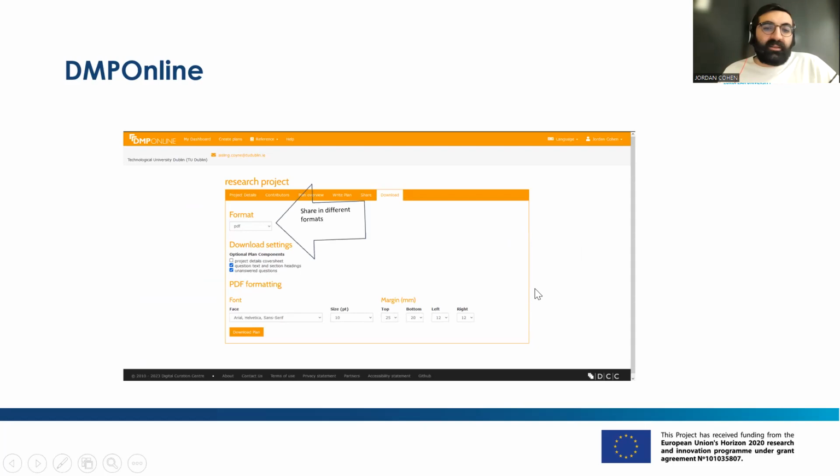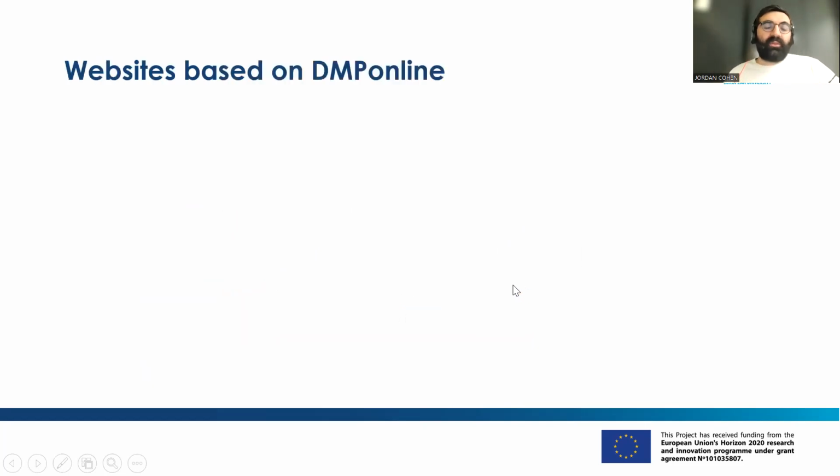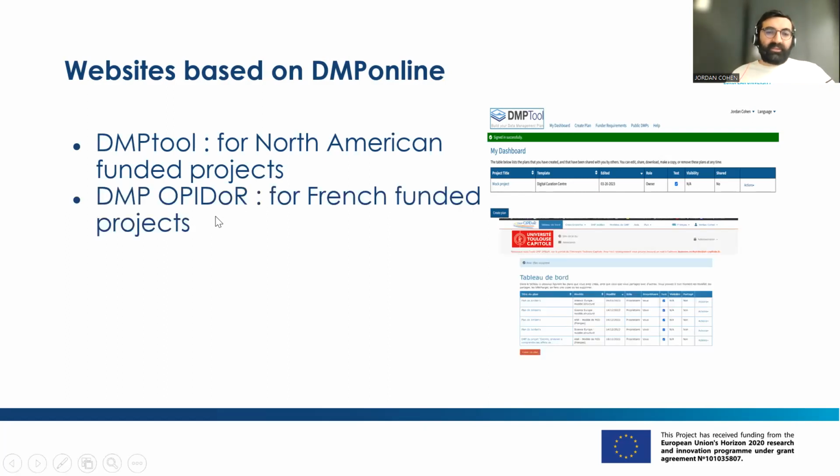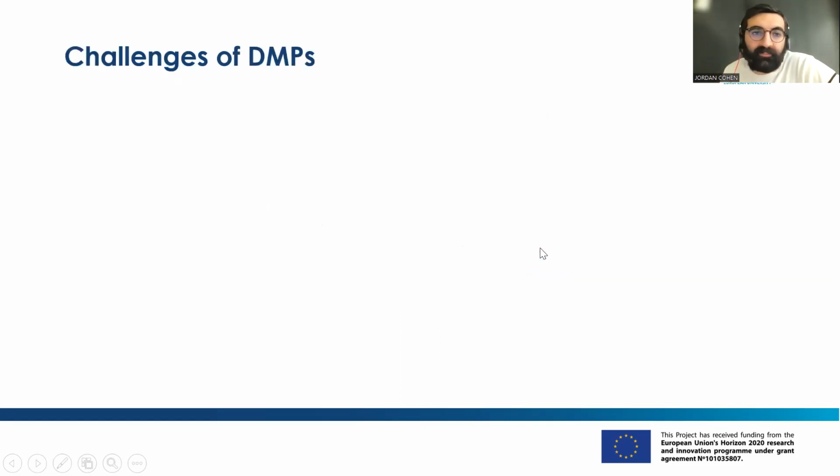So this was really an overview of DMP Online, and there are other websites that are based on DMP Online, depending on your funding agency. For example, DMP Tool is the one most used for North American funded projects. And in France, the one we use is DMP OPIDoR, for French funded projects, but you can also use it for European funded projects if your university is using DMP OPIDoR. And you can see that the layout is really the same as DMP Online.